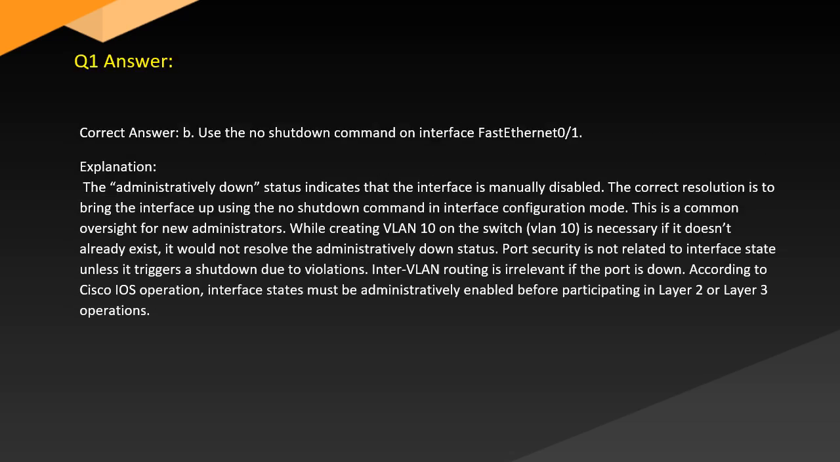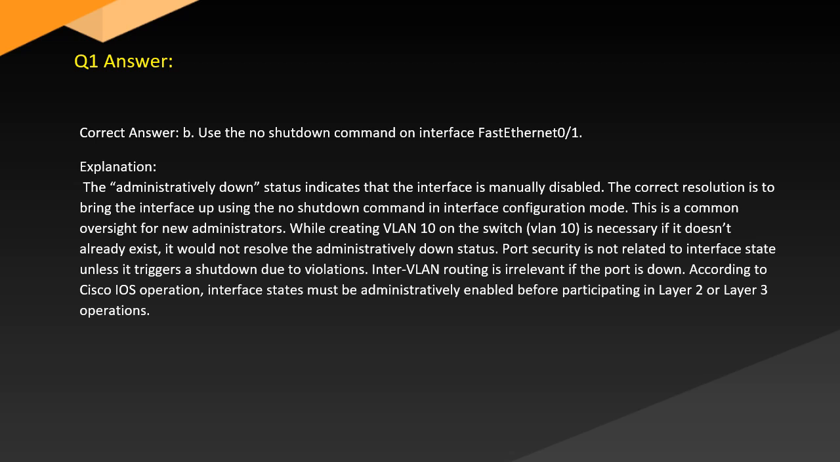Answer. Correct answer: B. Use the no shutdown command on interface FastEthernet 0/1. Explanation. The administratively down status indicates that the interface is manually disabled. The correct resolution is to bring the interface up using the no shutdown command in interface configuration mode. This is a common oversight for new administrators.